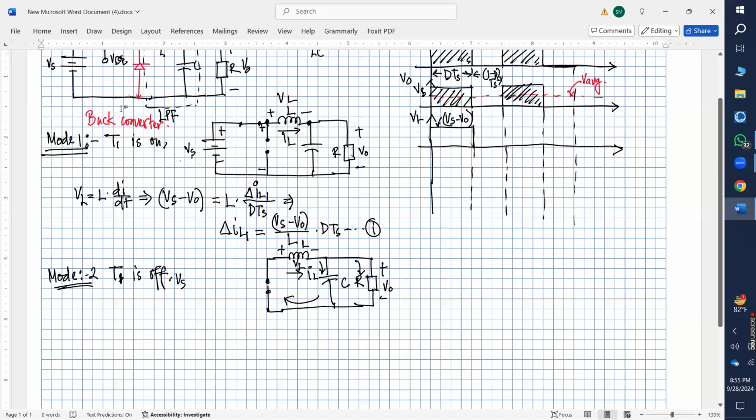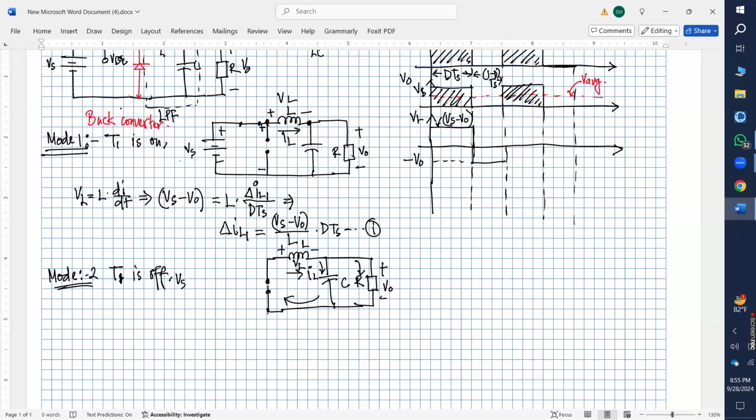Now, as you can see, the positive terminal of the inductor is connected to the ground, but the negative terminal of the inductor is connected to the positive terminal of the output voltage. So the voltage across the inductor would be what? Minus V naught. So it will have a value of minus V naught.